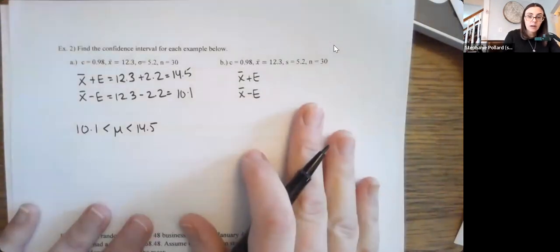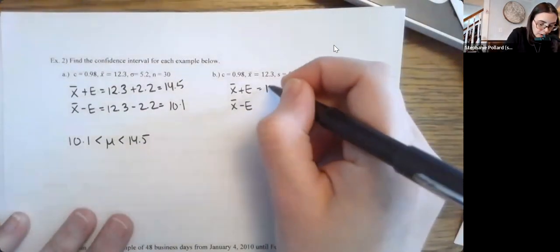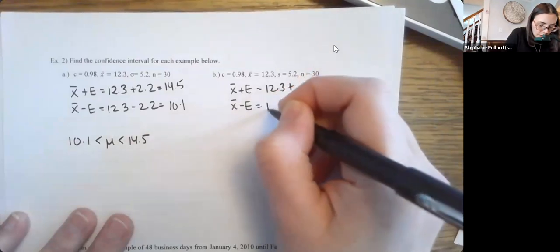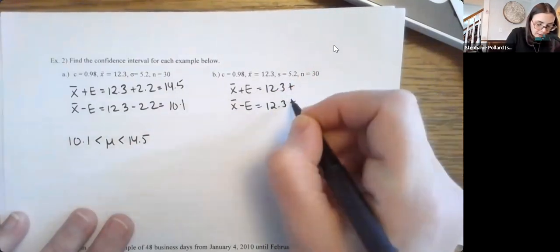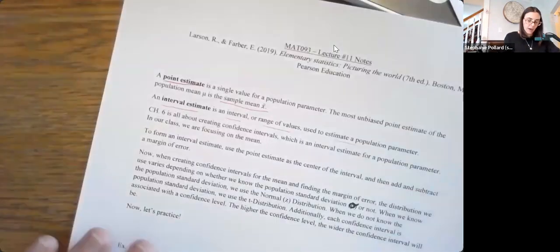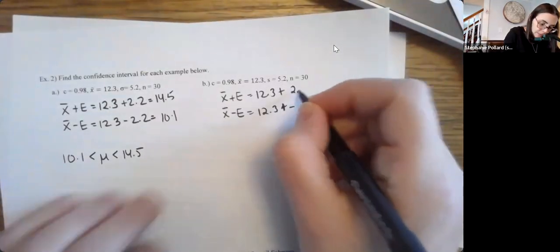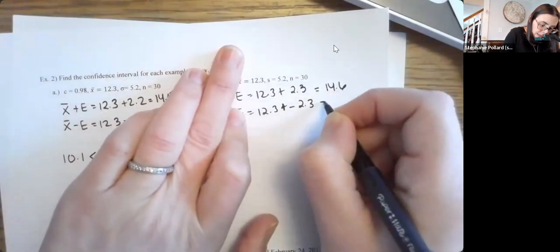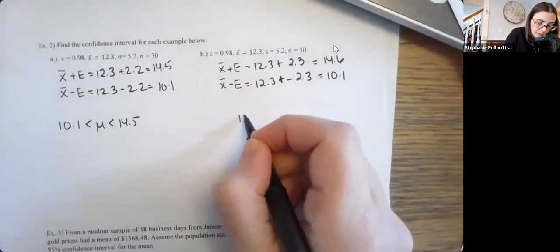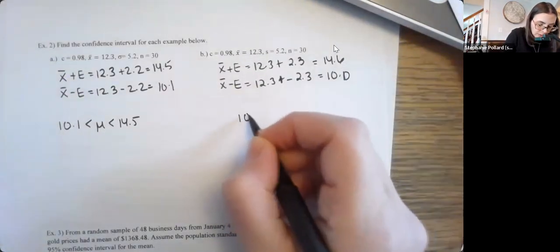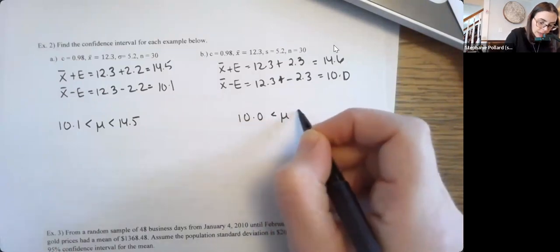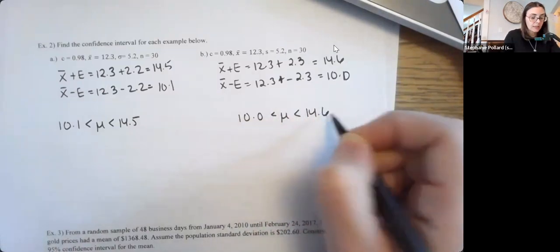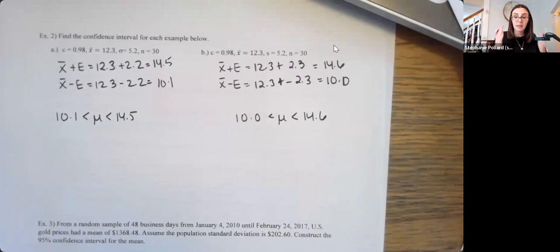In this case over here, again, same idea. We're going to take that 12.3 and we're going to add and subtract the error. And from the page before, our error there was 2.3. So here we get 14.6 and here we get 10.0, excuse me. So we have 10.0 is less than the mean, is less than 14.6. Again, very similar answers because the curves are so similar, but different.